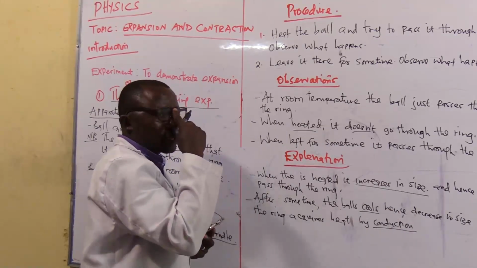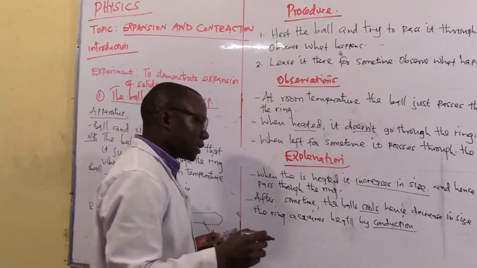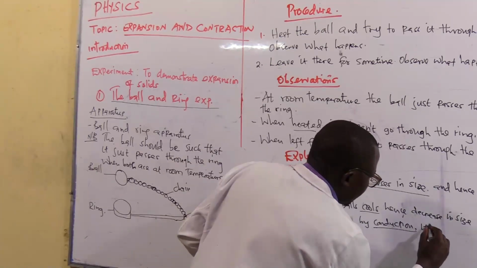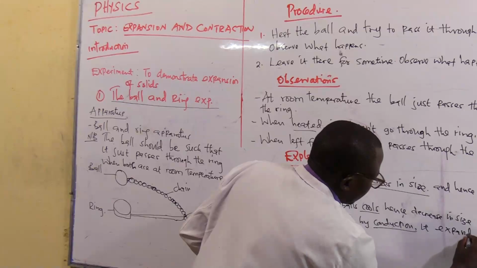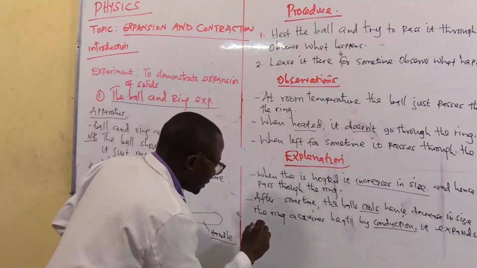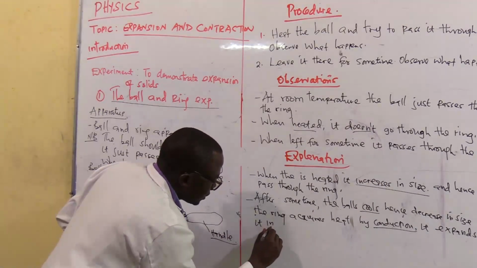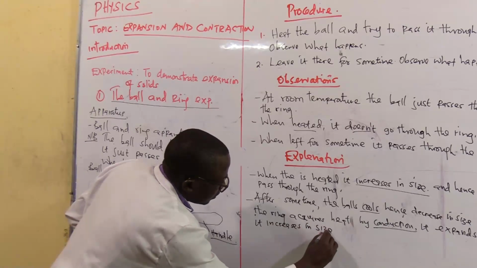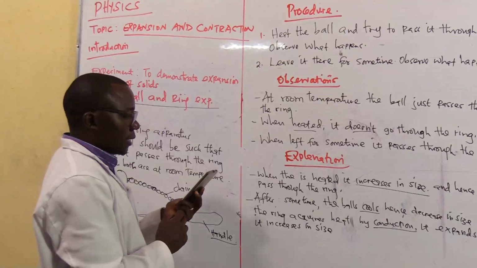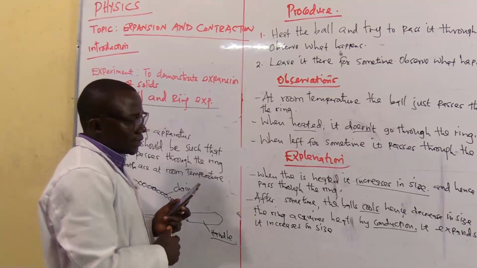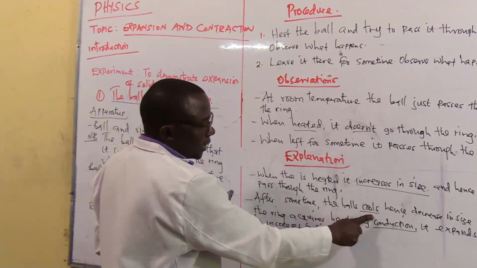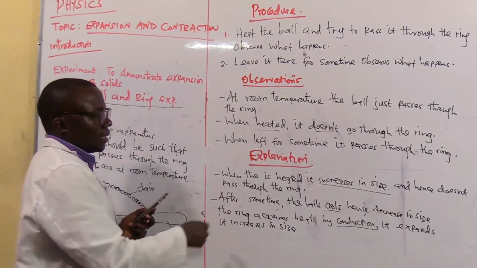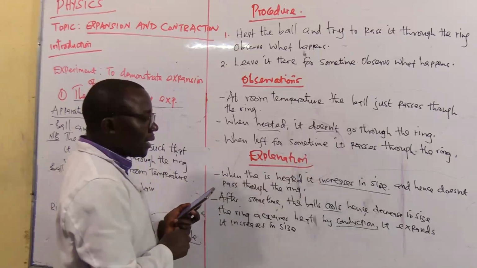So when it acquires heat by conduction, it also expands. When it expands, it increases in size. So you can see that the ring has increased in size. At the same time, the ball is cooling, and hence its size is reducing. So because of that, you will see the ball passing through the ring.